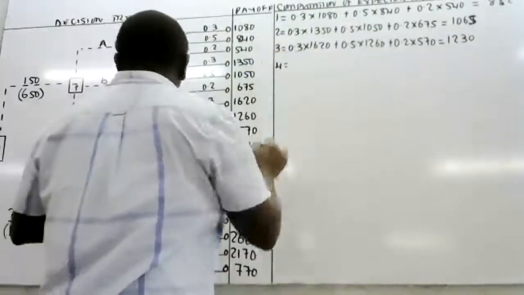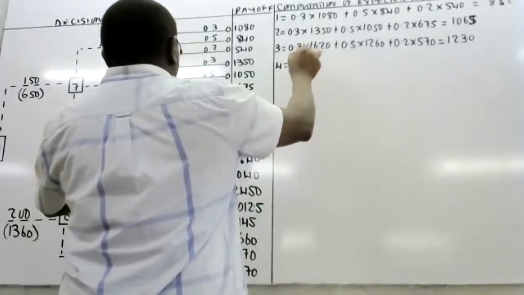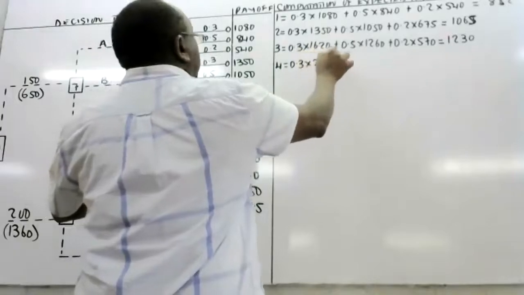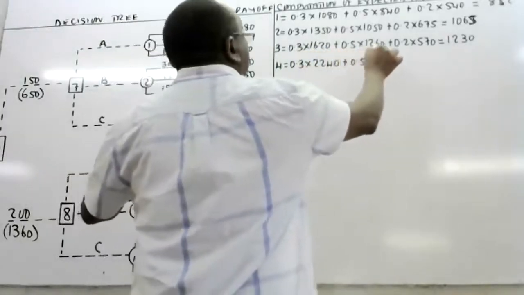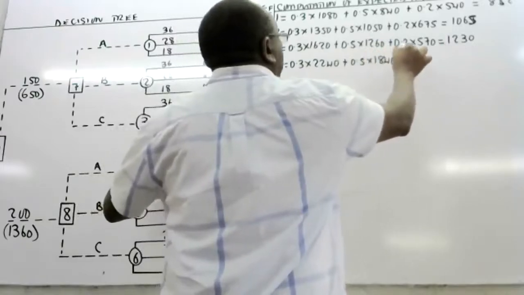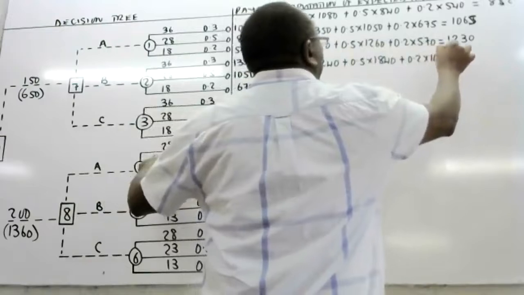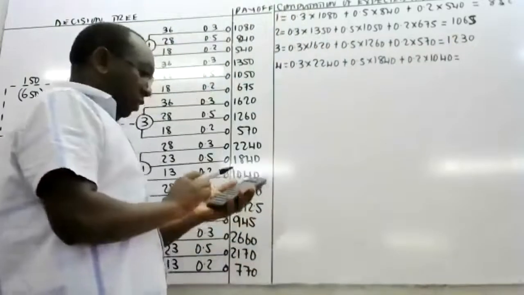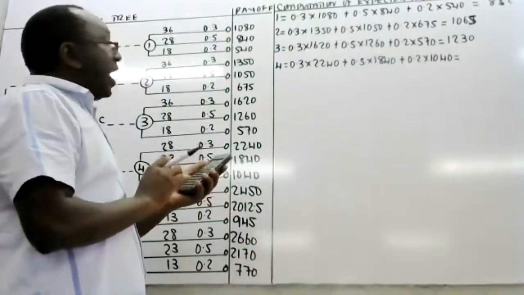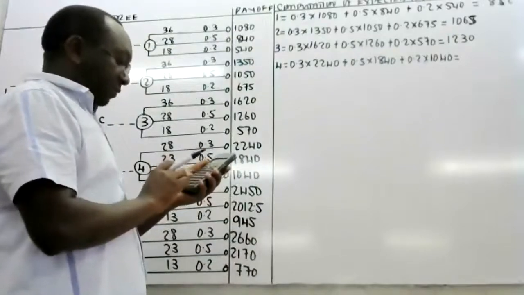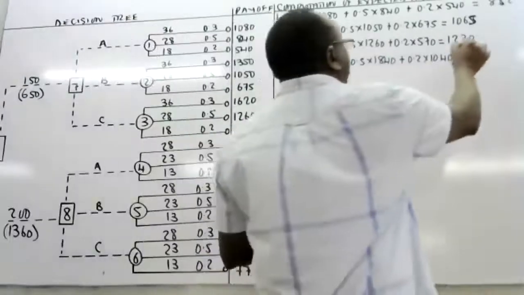Number 4 is 0.3 times 2240 plus 0.5 times 1840 plus 0.2 times 1040. So we have 0.3 times 2240 plus 0.5 times 1840 plus 0.2 times 1040 is 1800.